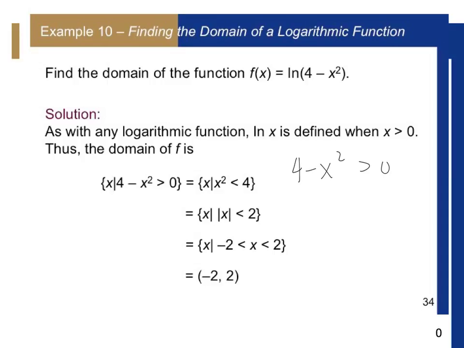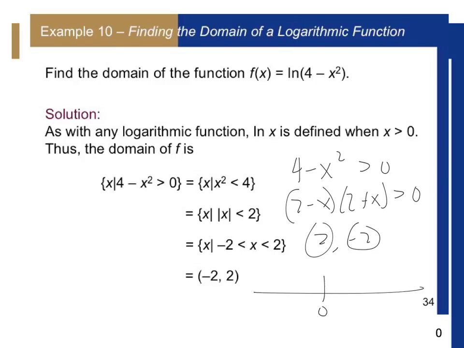We've done this so many times before, right? We factor: 2 minus x times 2 plus x, a difference of squares, is greater than 0, so we have our key numbers of 2 and minus 2. Okay. And then we look at our intervals, right? So we go between minus 2 and 2, and then we look on the outsides, right? So we go here, here, and here, and we test the sign.